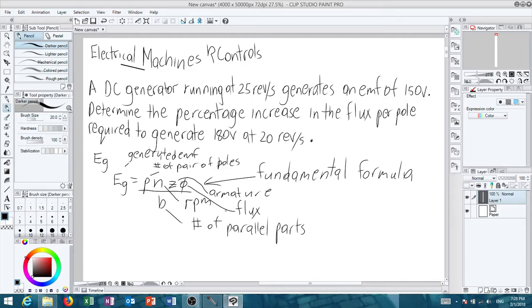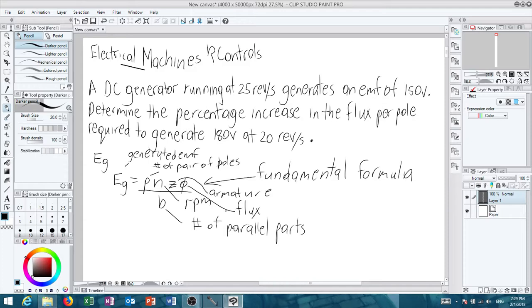Let me just summarize this all for you. This fundamental formula forms the general voltage equation where EG is the induced voltage, P is the number of pairs of poles, Z is the total number of conductors on the armature, phi is the flux of the poles, N is the speed of the armature in RPM or RPS, and B is the number of parallel paths in the armature.